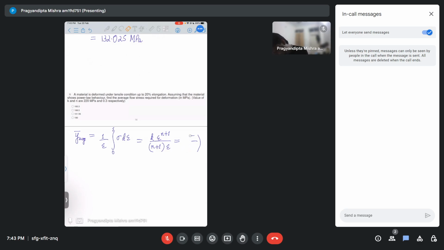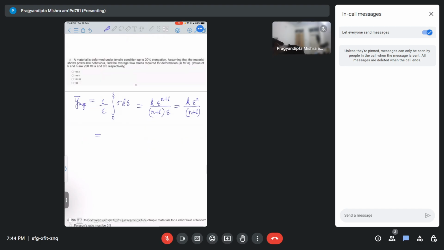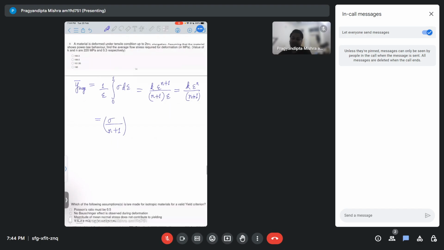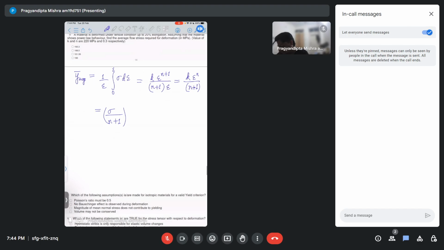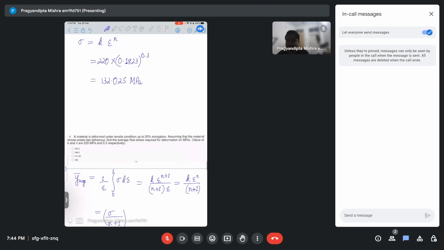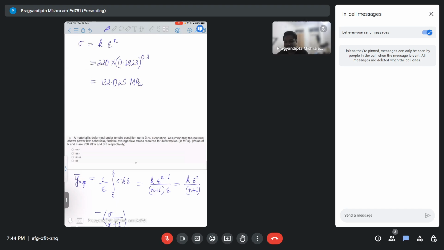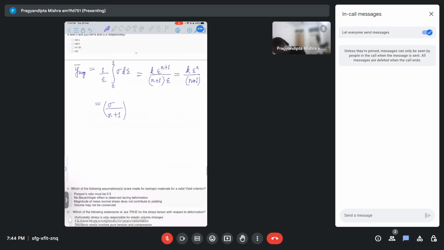Okay, let me write the intermediate step so that there's no confusion. So this will become K times epsilon to the power n divided by n plus 1. So K times epsilon to the power n is equal to sigma divided by n plus 1. So average flow stress is equal to whatever flow stress value we got previously, divided by n plus 1.